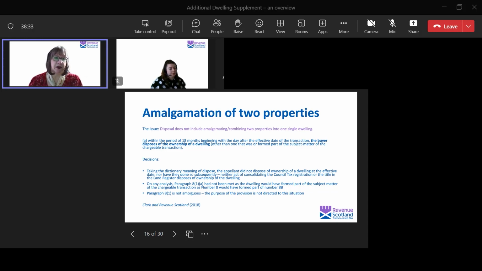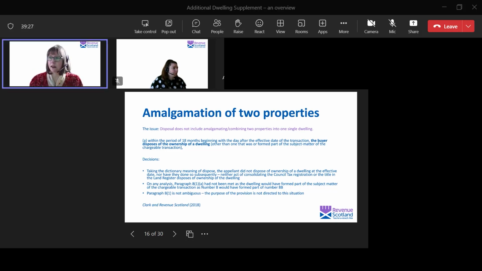So I'll just run through an example of that with you. We have Blue and Orange who own 2 Leatherhead Drive. They subsequently purchase 2A Leatherhead Drive, which is the basement flat of 2 Leatherhead Drive, separate dwellings, although they had originally formed one dwelling. Since the purchase, Blue and Orange have carried out work to reintegrate the two houses into one and to consolidate titles in the land register. On the effective date of purchasing 2A, they pay the ADS, as they own 2 dwellings at the end of this date. They seek repayment as they claim that the additional dwelling, which was purchased, no longer exists. The buyers have not disposed of the ownership of the dwelling, so the repayment conditions can't be met.